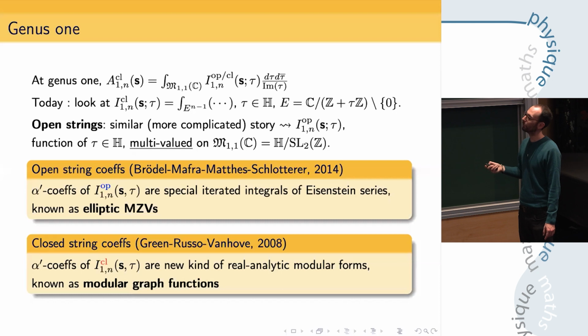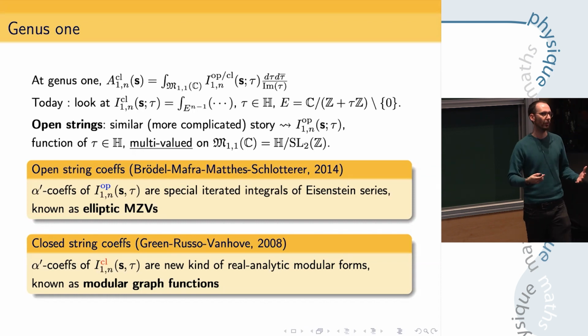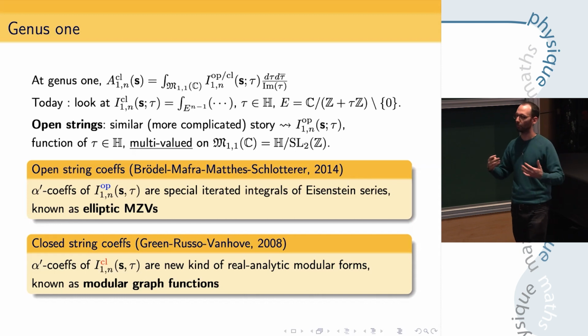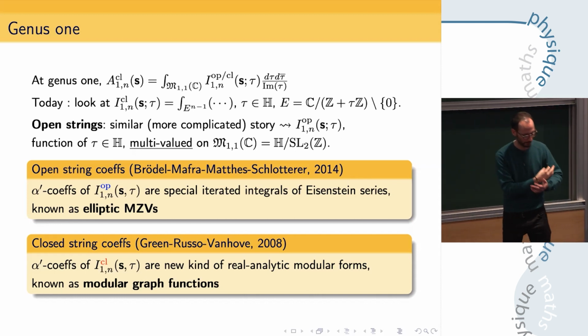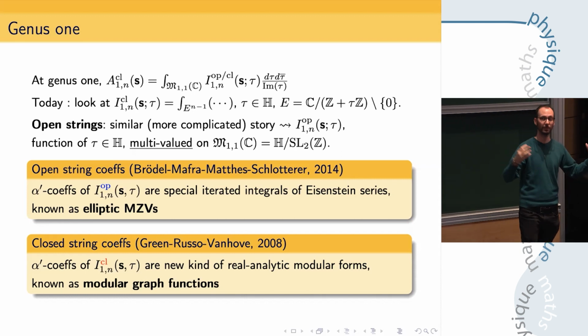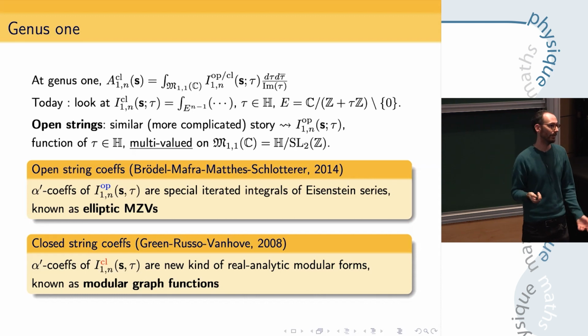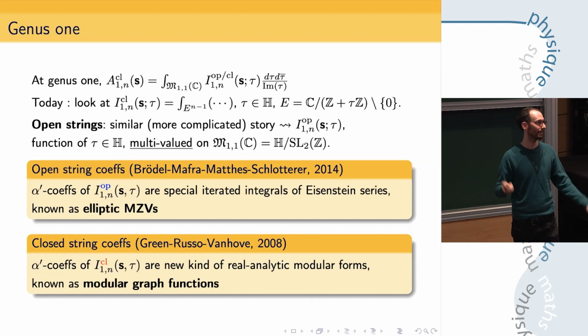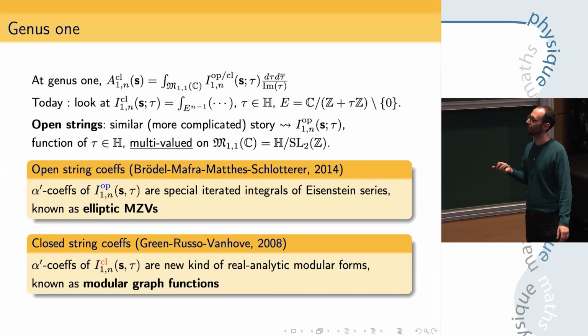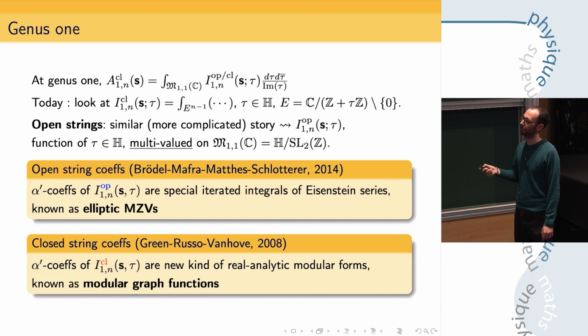And they constitute new kinds of real analytic modular forms, known as modular graph functions, which are very interesting new kinds of modular forms because they have some motivic origin, they have some asymptotic expansion, which involves very interesting periods. I'm not going to say much. In fact, I'm not going to say anything about them. I have slides at the end for questions in case you want to know more. Anyway, these are more mysterious. So these are known. These are mysterious.